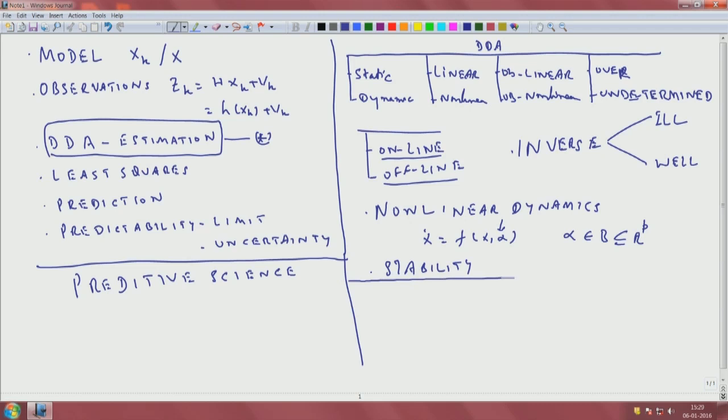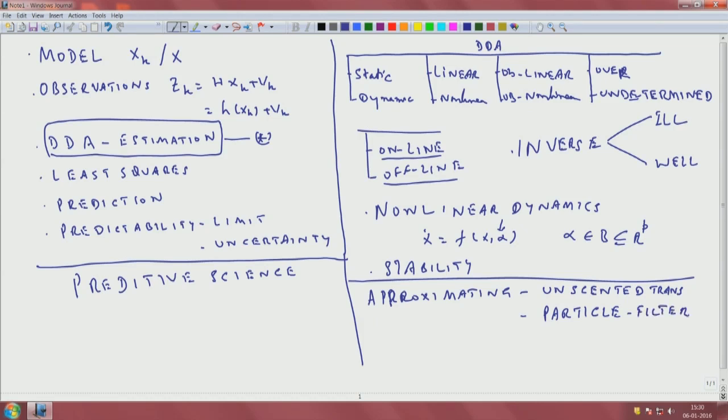There are also other methods for approximating the solutions, and there are several methods. One is called the unscented transformation; we have not had time to talk about the unscented transform. There are also particle filters. Particle filters are a specialized form of Monte Carlo type estimation to do the data simulation. So unscented transformation based, particle filter based, and then there is a whole host of hybrid methodology, hybrid methods that can be developed.